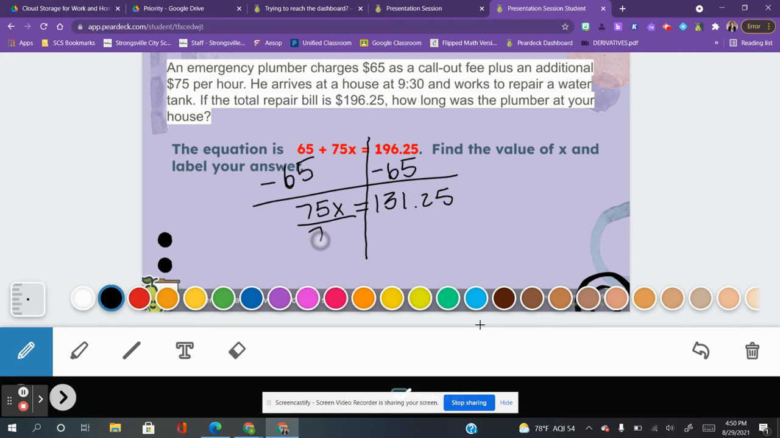And I'm going to undo multiplication. I'm going to divide by 75 on both sides. When I do that, I get 1.75. And x, remember, represented time or hours. And so 1.75 hours is the amount of time that the plumber was at my house. So that's the goal for today. Let's do another one together.